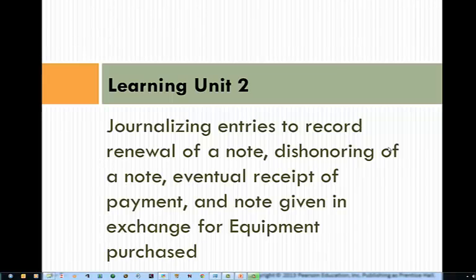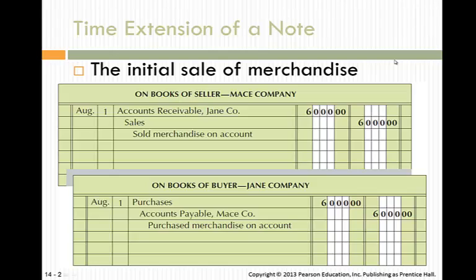Learning Unit 2 covers journalizing entries to record the renewal of a note, dishonoring of a note, receipt of payment, and notes given in exchange for equipment purchased. Let's go over the example in the book, which starts on page 523.